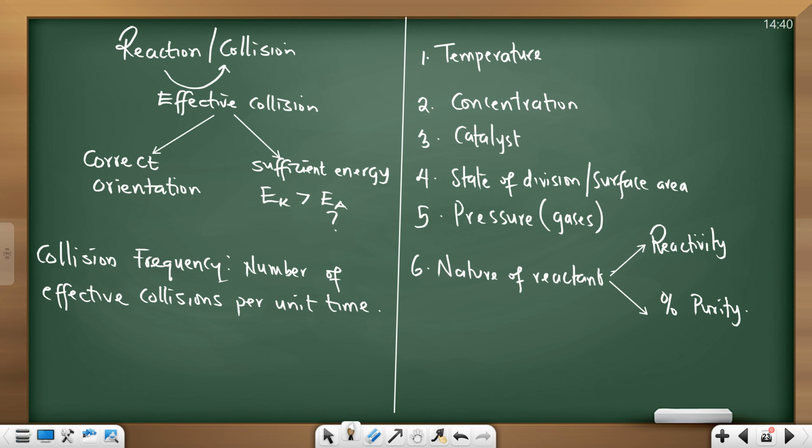Nature of reactants. If a substance is very pure, what happens? More particles are then available. The collision frequency will increase and the rate of reaction will increase. Please be able to, it's 4 marks here, minimum of 3. Be able to tell how temperature, don't just say increase in temperature increases rate of reaction. No, that's babyish. How will increase in temperature affect the rate of reaction?